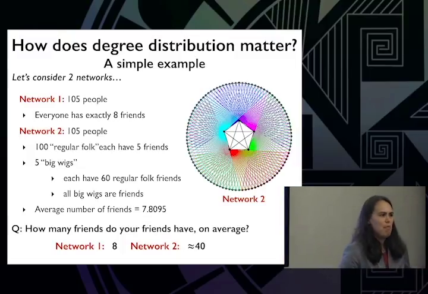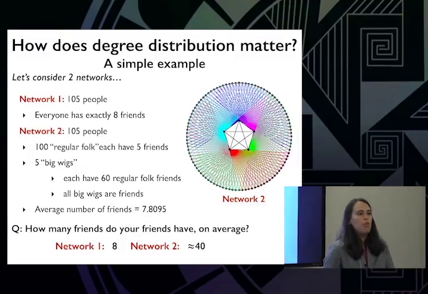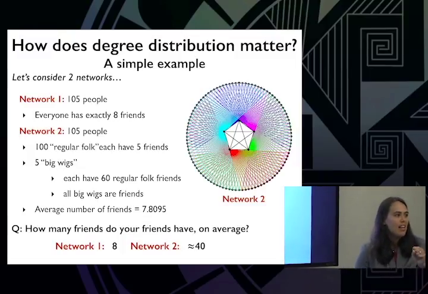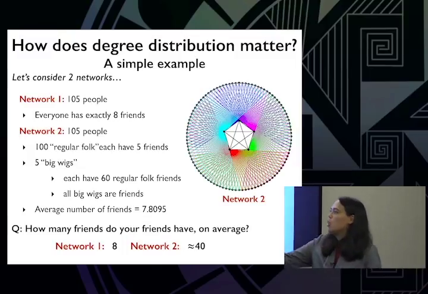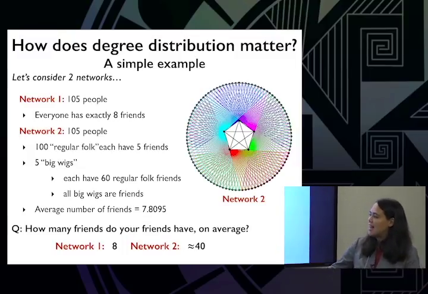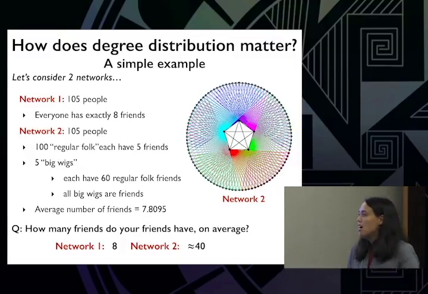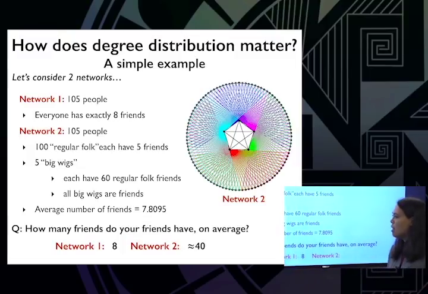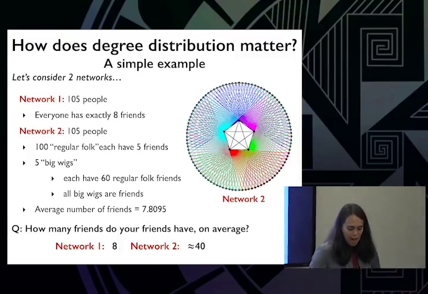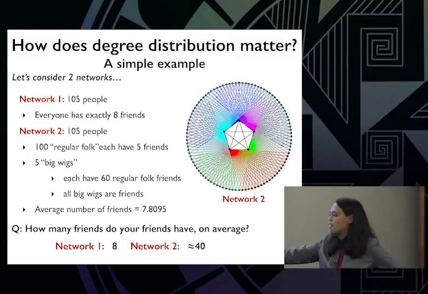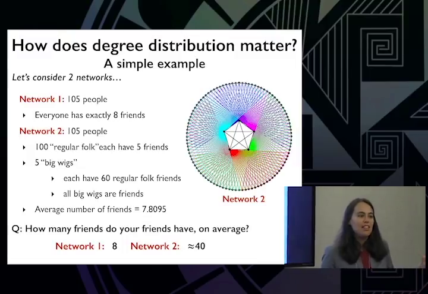What do I mean mathematically when I ask that question? I want to pick a random person, and pick a random one of their friends, and ask how many friends that person has. In network 1, it's easy because everyone has exactly 8 friends, so that number is 8. In network 2, I do this process, and this number ends up being much, much larger. The average number of friends of your friends is really high. It's 40.